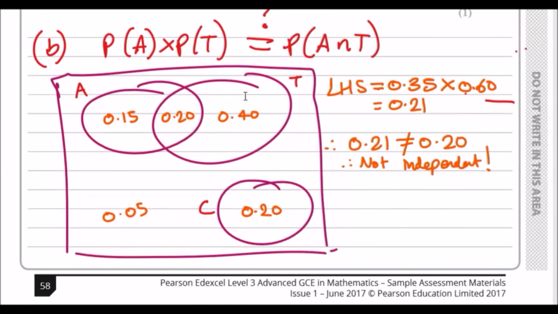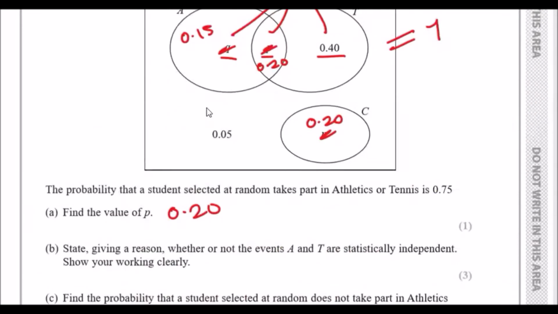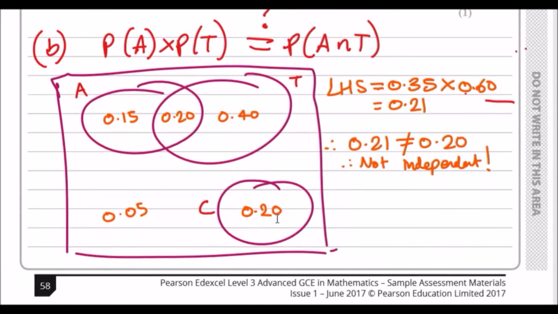So this is the result of the Venn. It looks a bit like this, updating all the values and making it look nice. And this is the assumption. We need to prove that A times T gives us A and T. Looking at the left hand side, A, which is 15 and 20, gives us 35. And T, which is 20 and 40, gives us 60. Multiplying them together will give us 0.21. So no, they're not independent, because 21 of course isn't 20. And that's what you say.